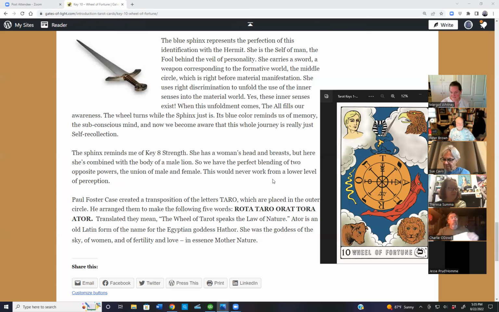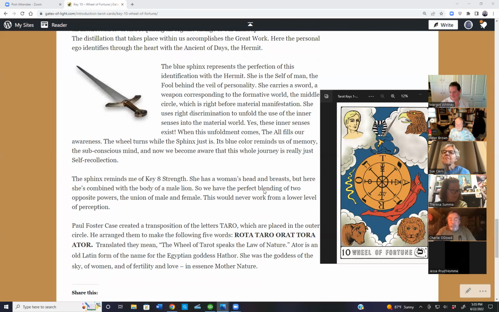Any questions about this particular card? That is really packed.